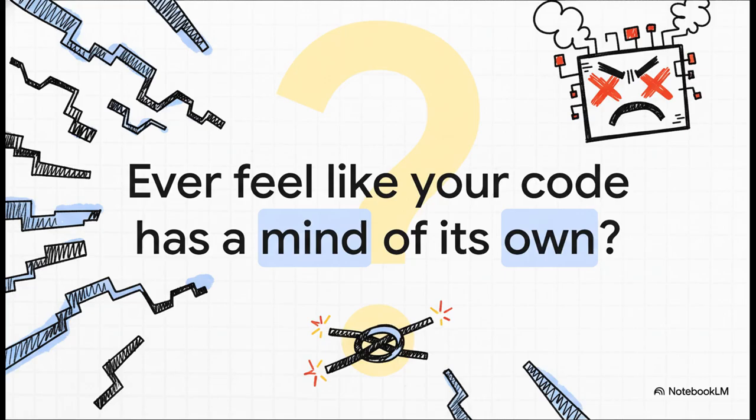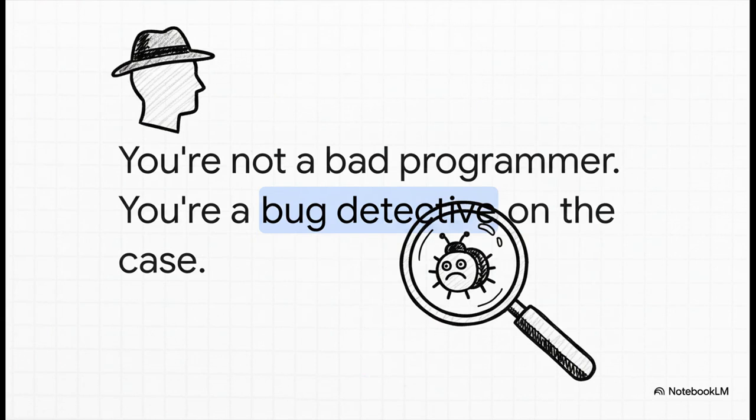You know the feeling, right? You've spent hours writing what you think is perfect code, you hit run, and it just doesn't work. Or even worse, it does something totally bizarre and unexpected. It's so frustrating. And yeah, it can really feel like the computer is just messing with you. But here's the secret. That feeling, that's part of the job. And if we just reframe it a little bit, it can actually be kind of fun.